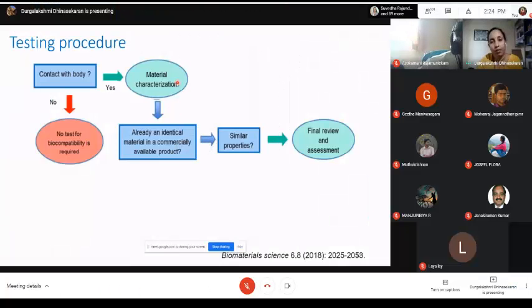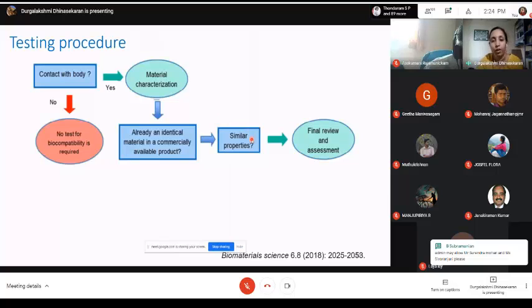So if the material in some way is already registered with the Food and Drug Administration, or it is already a registered medical material and commercially available, then we check whether the property is similar. If the already registered material and the new material have similar properties, then it can go for a final review, and it is cleared for product development.